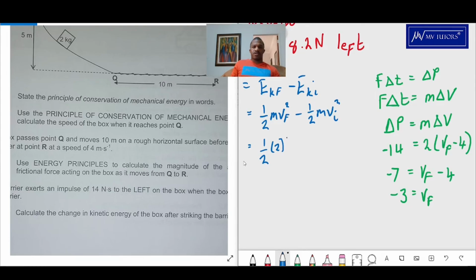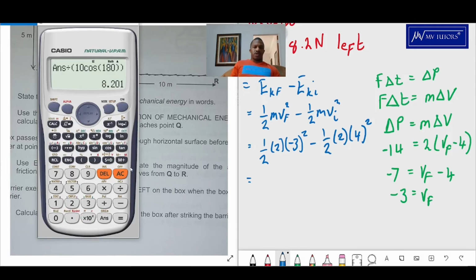Under Vf, I'll just put minus 3 squared minus half 2, and then the initial one is still 4 squared. And I just have to put this in the calculator. So this half and 2, they cancel each other, so I'm left with 3 squared. Doesn't matter whether it's negative or not, the answer is still going to be positive, so might as well put it like that, minus 4 squared. Okay, and then I get my answer is minus 7 joules.